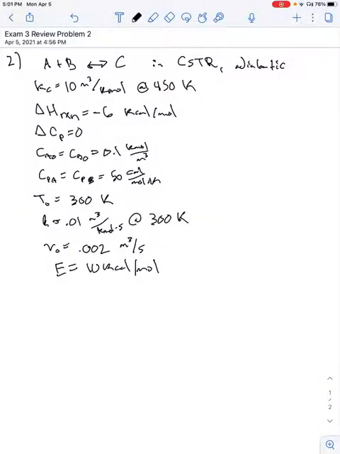Alright, so moving on to problem 2 that was posted. The problem is set up that A plus B goes to C in a reversible reaction in a CSTR, adiabatic, and then it gives you the following properties of the system. It says, clearly show each step of the CRE algorithm, which is the chemical reaction engineering algorithm.